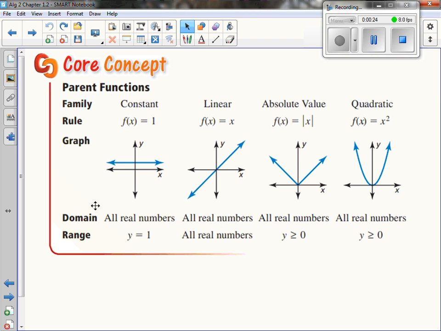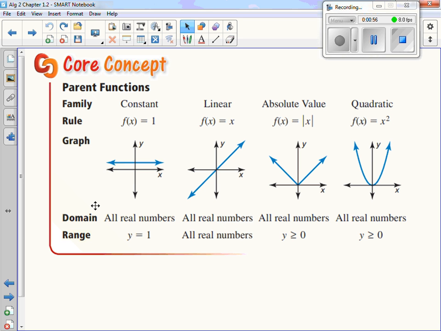Now, the domain for this is all real numbers. The domain for any of these parent functions is all real numbers, and the domain for any of the transformations we are going to look at will be all real numbers also. So the domain really doesn't change. The domain is the values of x which we can plug into the function. Now, our range changes a little bit for each one. The range for a constant function is just whatever that number is. Since f of x equals 1, our range is 1.